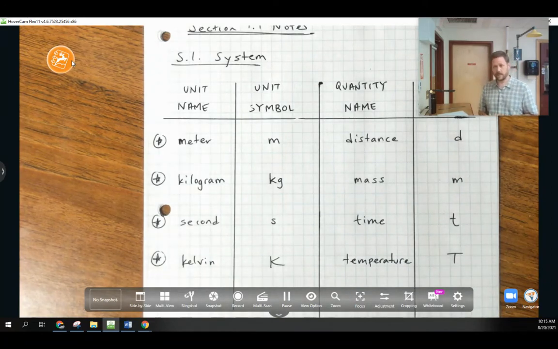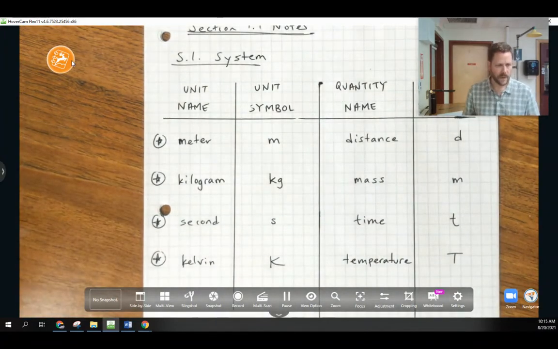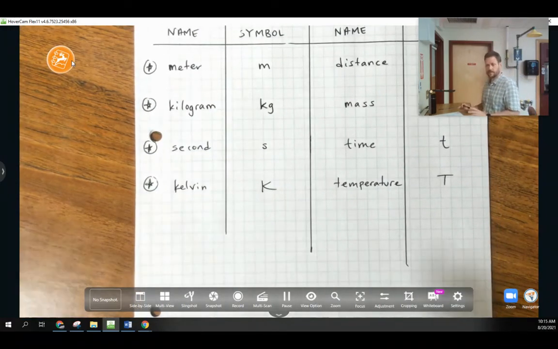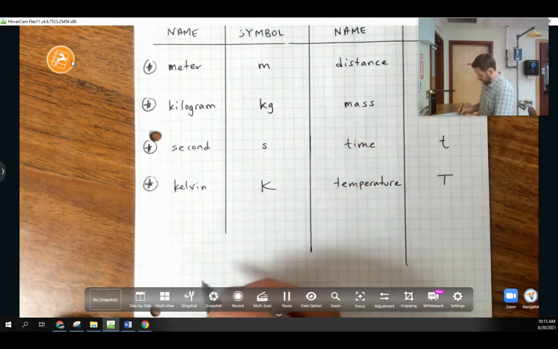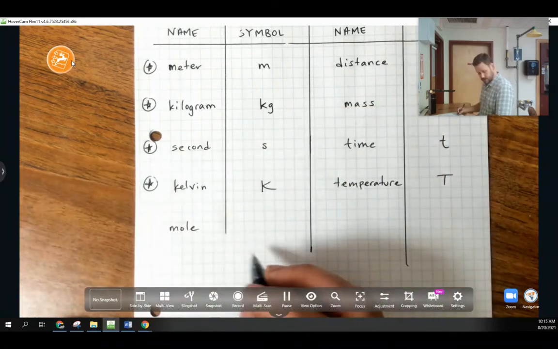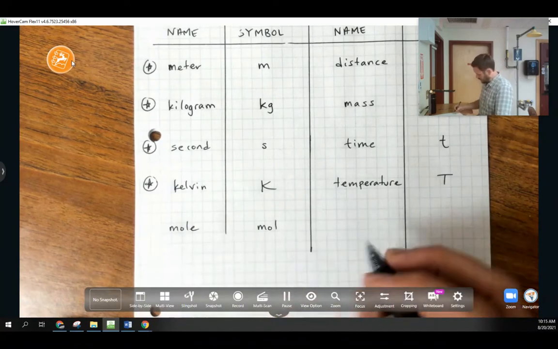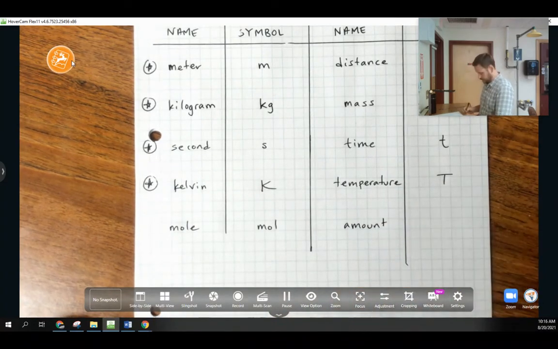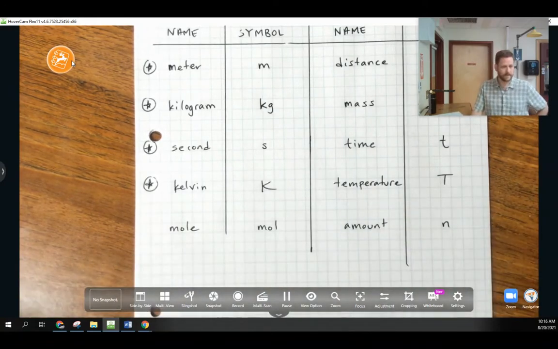The next 3 are a little bit less commonly used in chemistry, so we don't need to memorize those. However, we're going to list them here because they comprise the 7 base units of the SI system. The mole is one that is actually central to chemistry, but it's not going to come up until later in the year. So it's not one that we need to get familiar with just yet. The mole is the SI unit for amount, and its symbol is a lowercase letter n.